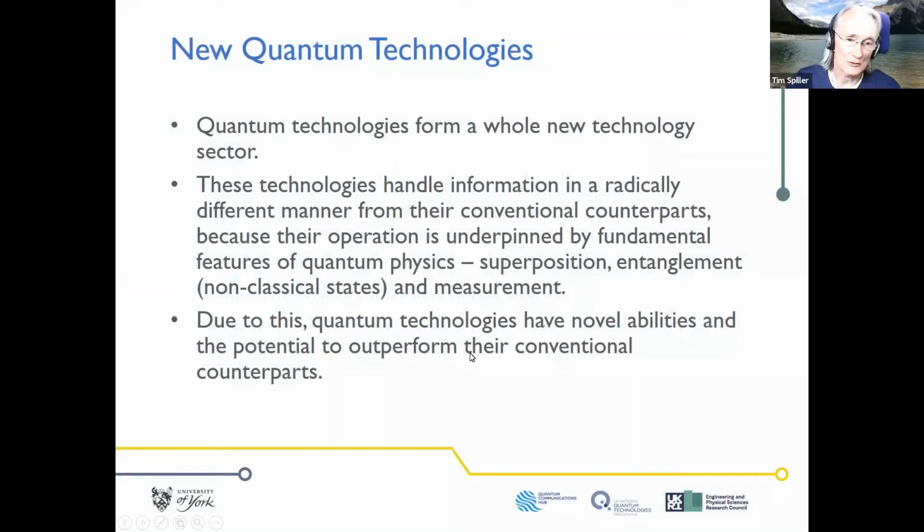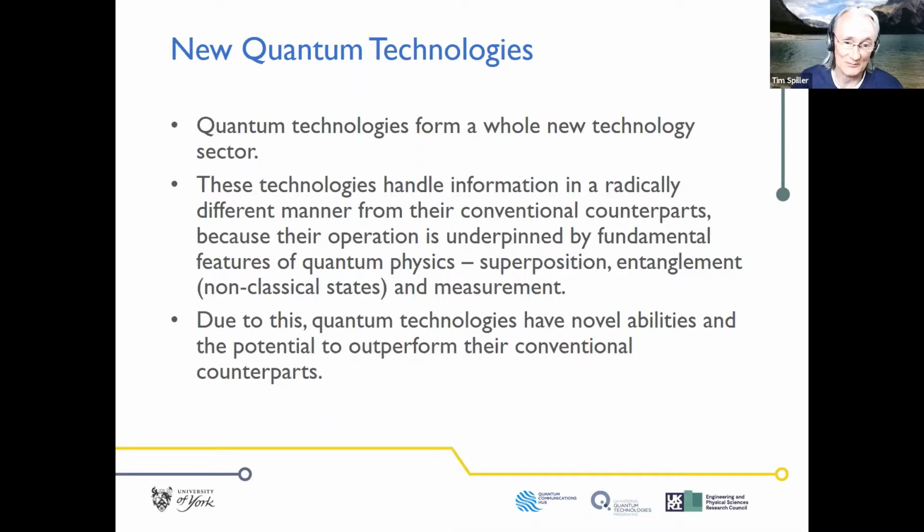Okay, so new quantum technologies. The whole idea behind quantum technologies is that these technologies enable us to do something either better than we can with conventional technology, or something that we can't do with conventional technology. And they utilize one or more of the fundamental features of quantum physics to do that.